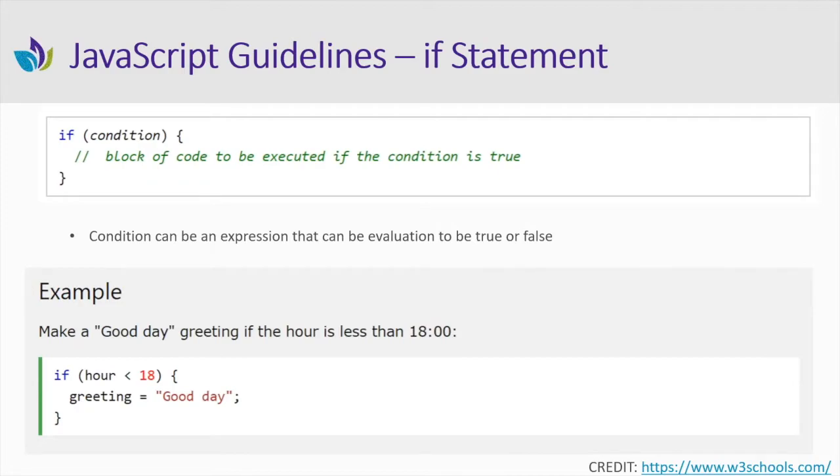The other function that Billy covered last time is an if statement. This is very commonly used in validations. An if statement is going to check a condition. If the condition is true, then it will execute what happens inside the curly brackets. So in this example, if this variable hour is less than 18, then it will set the greeting to be equal to good day. Otherwise, it will do nothing.